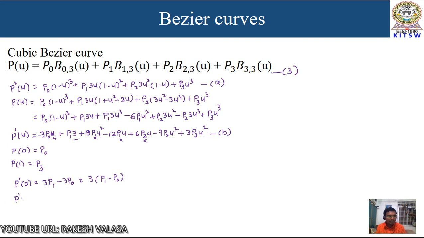The next term is p dash of 1. Now substitute 1 in the same equation, we can get 3p1 plus 9p1 minus 12p1 plus 6p2 minus 9p2 plus 3p3. Now simplify this term. Here 3 plus 9, 12p1, 12p1 get cancelled. 6p2 minus 9p2, that is minus 3p2 plus 3p3. Now let us take common as 3, 3 into (p3 minus p2).